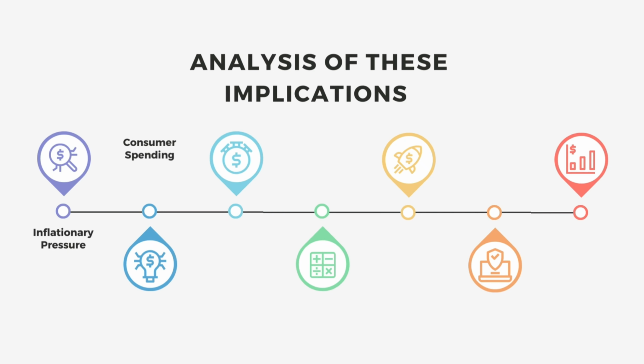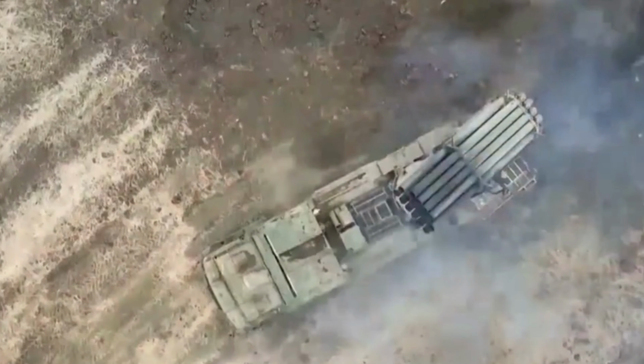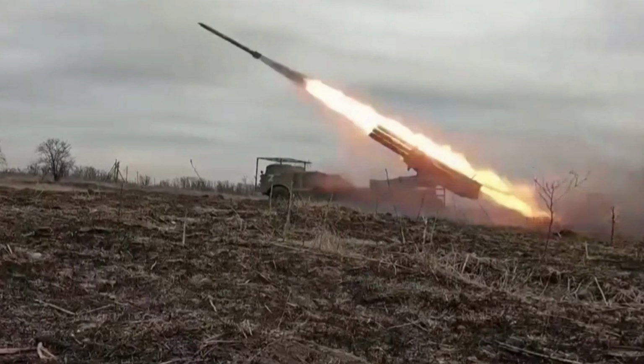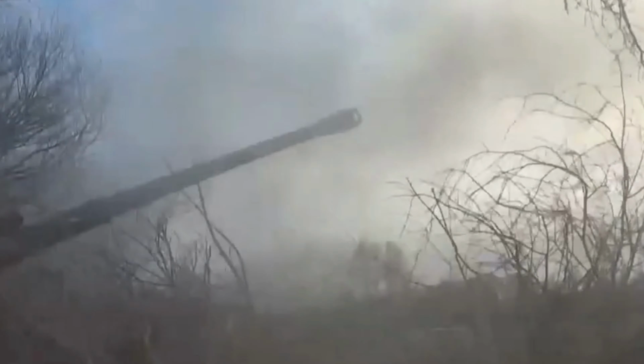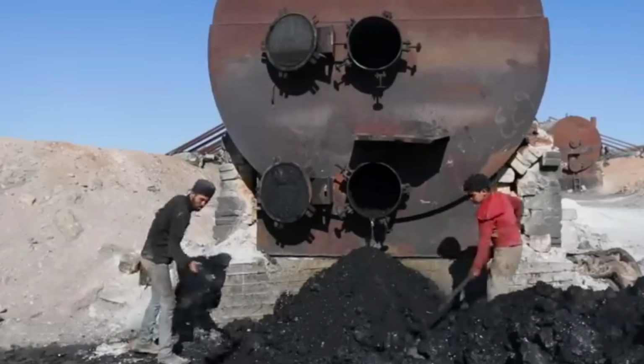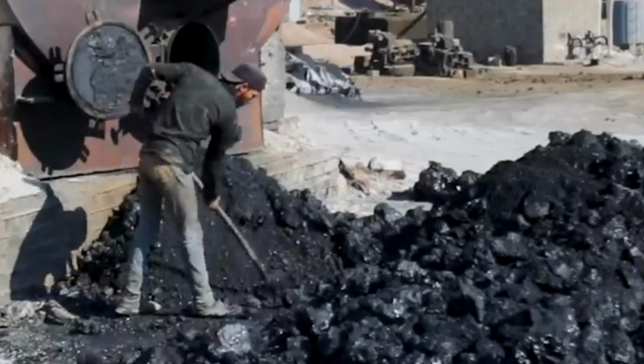Number three is central bank response. Central banks, including the Federal Reserve in the United States, closely monitor inflation trends and adjust monetary policy in response. In the face of rising inflation due to higher oil prices, central banks may opt to tighten monetary policy by raising interest rates. Higher interest rates can help curb inflation by reducing aggregate demand in the economy.